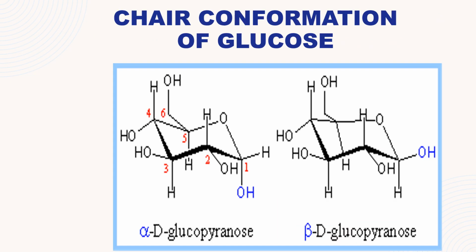These are the images of chair conformation of glucose. This is alpha D glucopyranose and beta D glucopyranose.